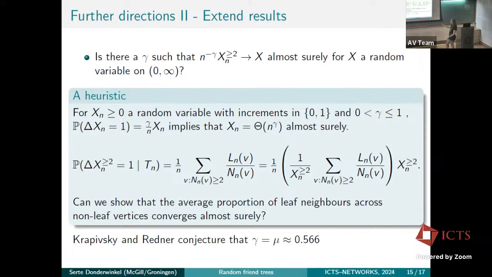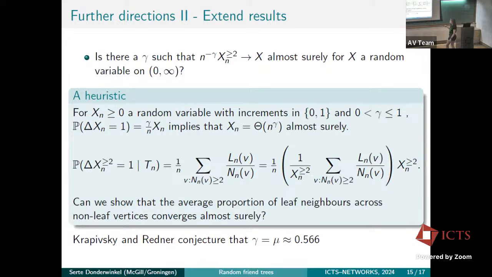But what this actually is: for each vertex, you could calculate a proportion of leaf neighbors, and then we take the average over those numbers. So if we can show that the average proportion of leaf neighbors across non-leaf vertices converges almost surely to some number, then we're in good form to show something about the order of growth.